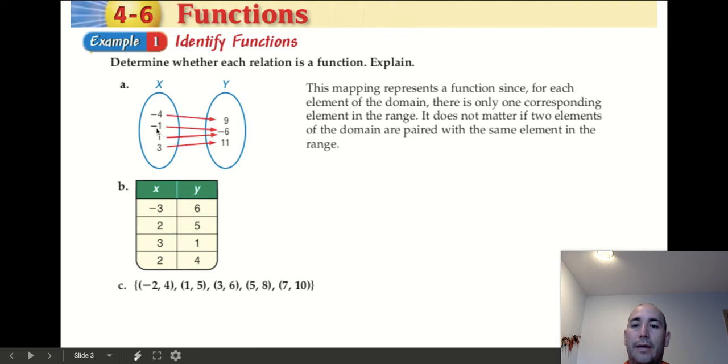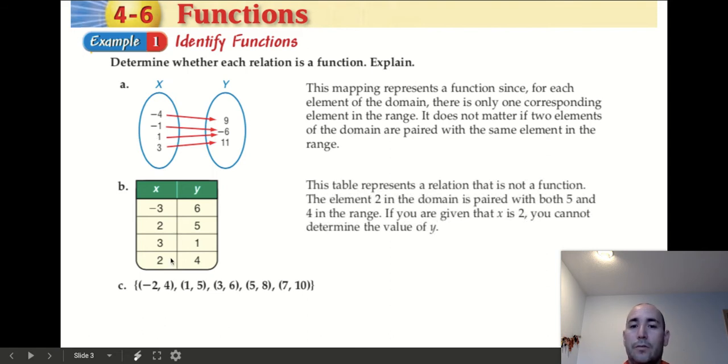This is okay. It's okay if you have two different x values with the same y value. What wouldn't be okay is if you had the same x value with two different y values. So it's okay if we repeat y values, but we should not repeat x values.